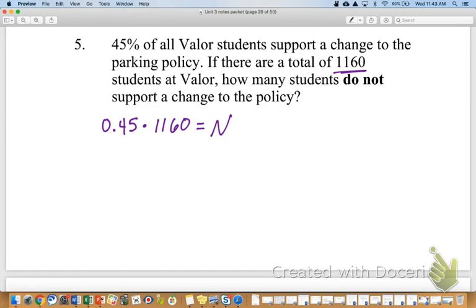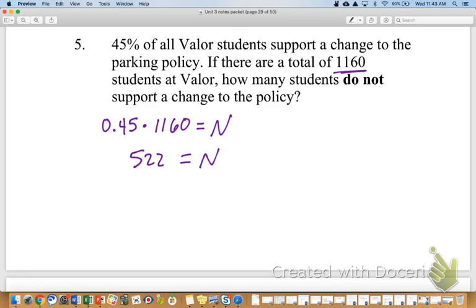So did anybody work out the numbers here? Like what's 45% of 1,160? 500 what? That sounds about right. Yeah. So 522 equals N. And this is the trickiest part of this one, because if you stopped right here and said 522, I would say you're not wrong, but you're not done. Because 522, doesn't that represent the number of students who do support a change in the policy?